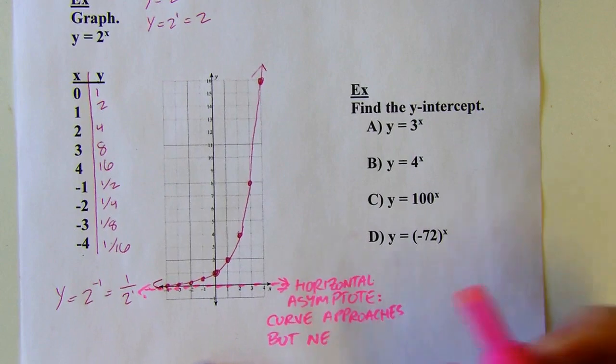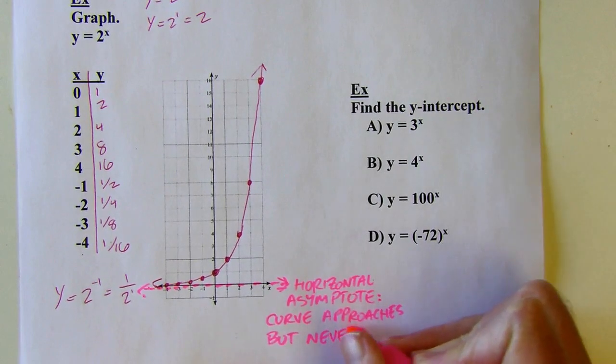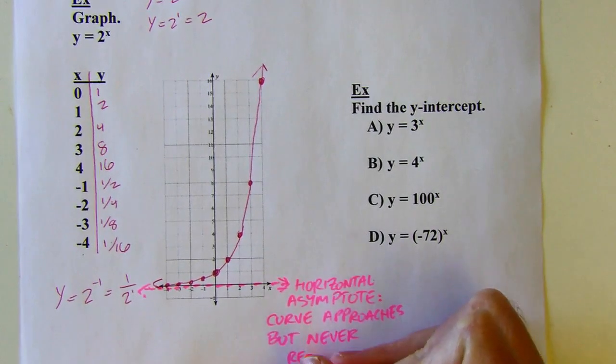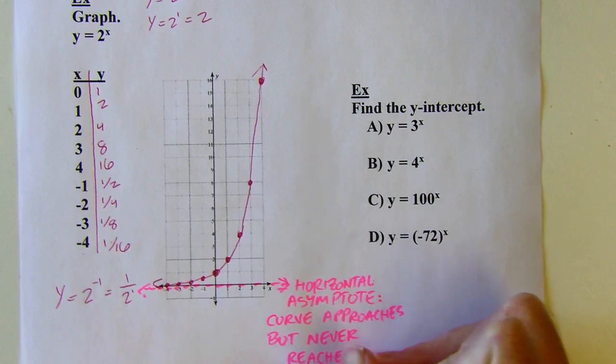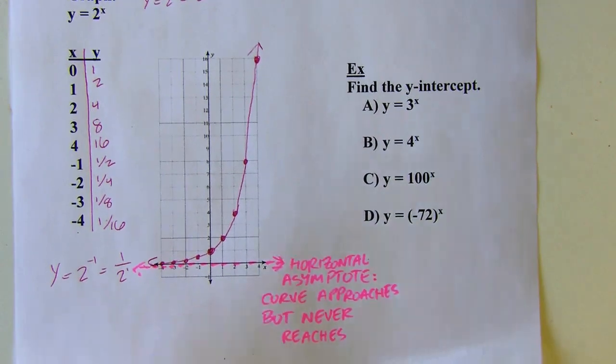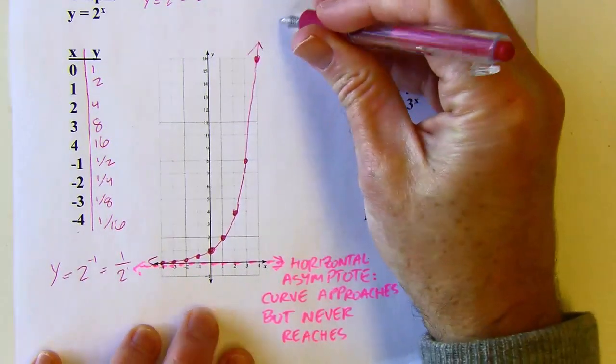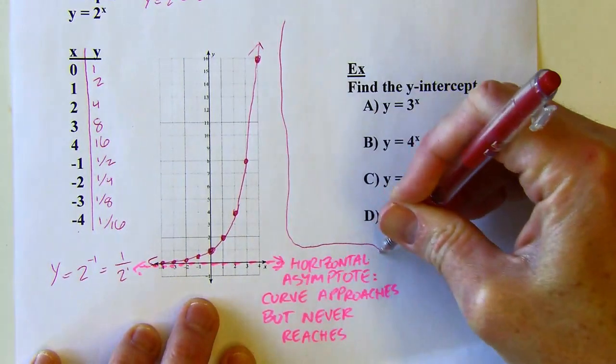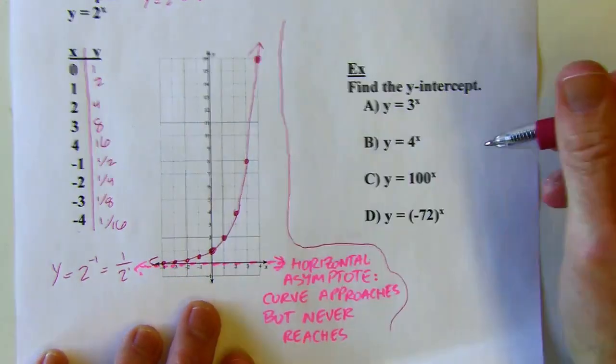I'm just writing curve approaches but never reaches. Okay, so that is our parent graph for growth curves. All right, so let's talk about finding the y-intercept in different exponential functions, because that's going to be useful.